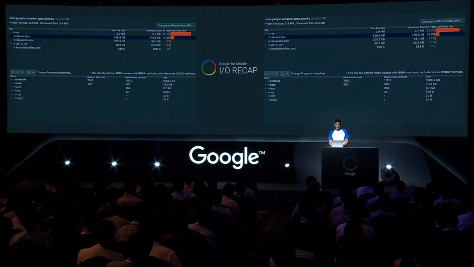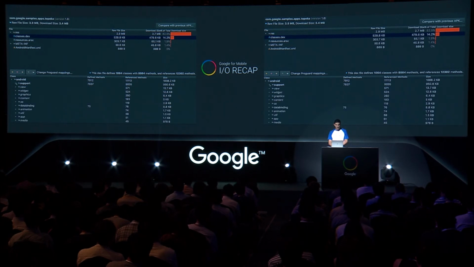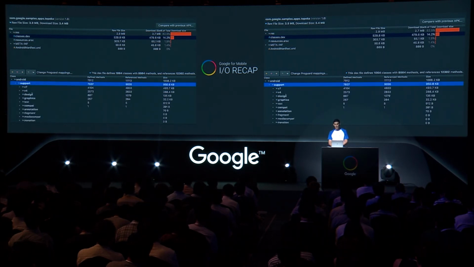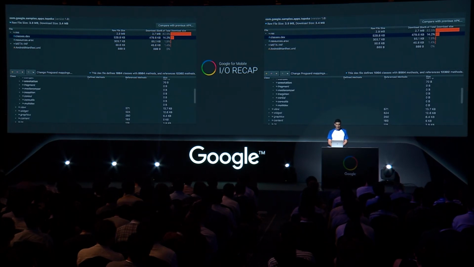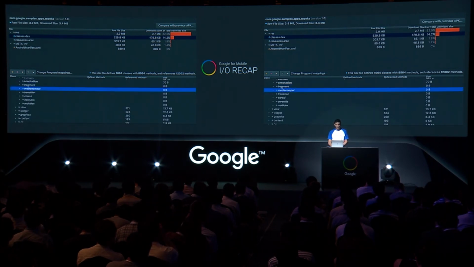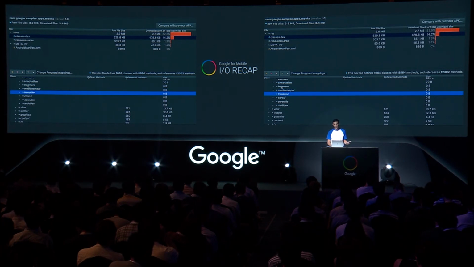Furthermore, you can click this button here called Show Removed Nodes. And what this does is it lets you see which classes and packages were removed by ProGuard. Here we can see that the class fragment, media compat, transition, and so on have been removed by ProGuard because it deemed that they weren't being used.